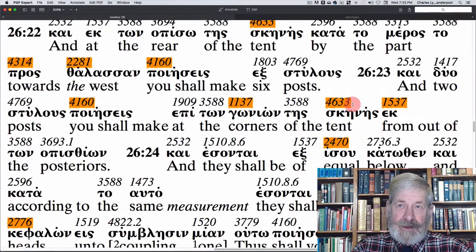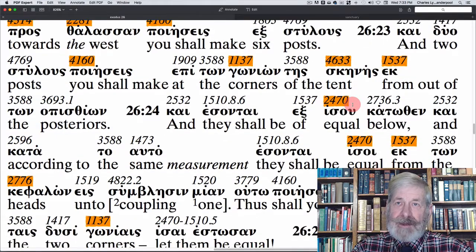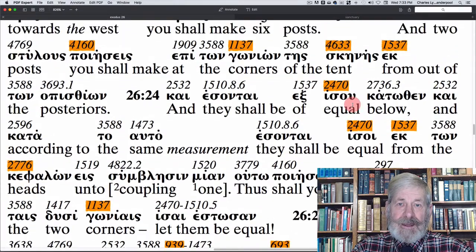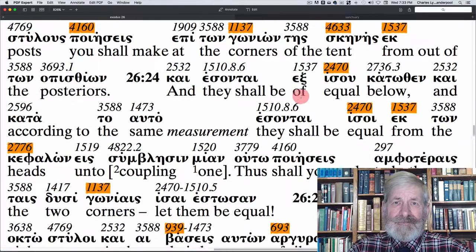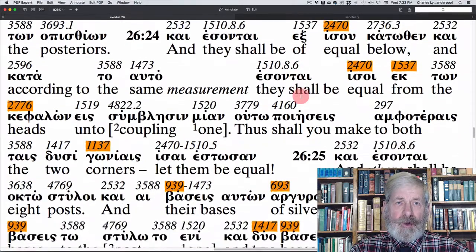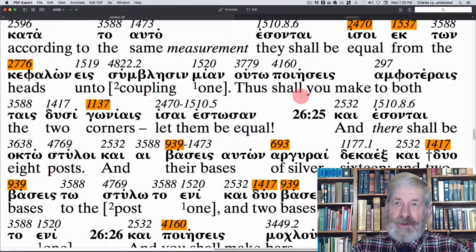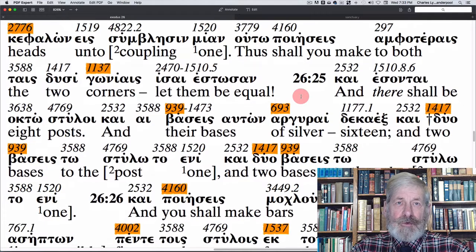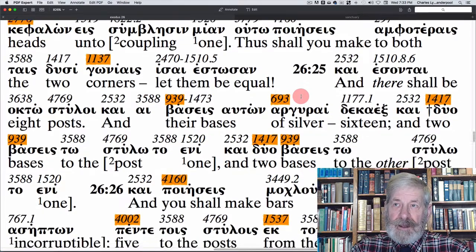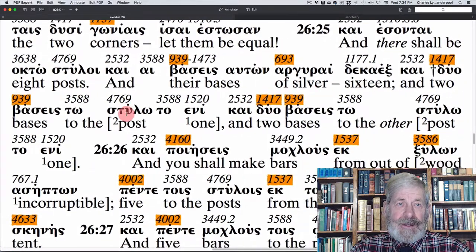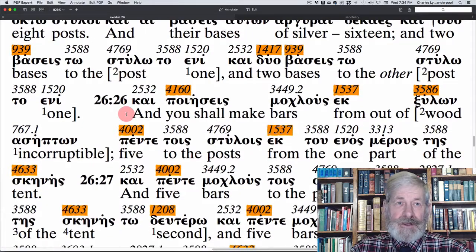posts. So this is what I'm guessing, that they go up, and then these other poles go through. And the 2 posts you shall make at the corners of the tent from out of the posteriors. So that would make 8. And they shall be of equal below, and according to the same measurement, they shall be equal from the heads unto the one coupling. And you shall make to both the 2 corners, and let them be equal. And there shall be 8 posts, and their bases of silver 16, and 2 bases to the one post, and 2 bases to the other one post.